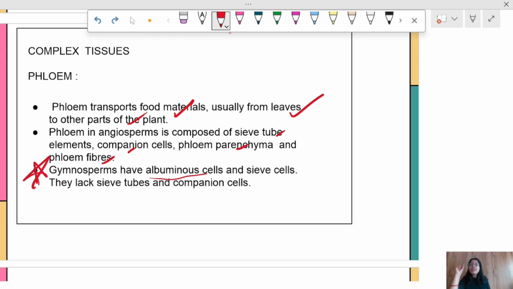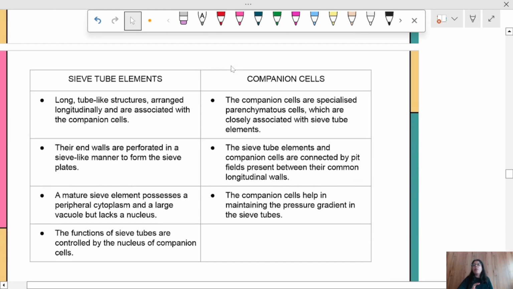Gymnosperms have albuminous cells and sieve cells instead of sieve tube elements and companion cells, right? So instead of companion cell, they have albuminous cells, and instead of sieve tube, they have sieve cell. Please remember this. Now, what is sieve tube element?